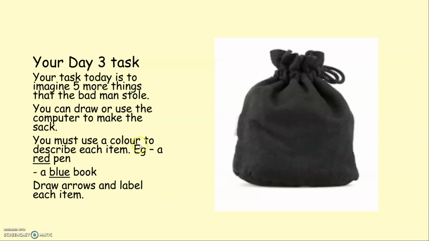You then must use a colour to describe each item. For example, there is a red pen or a blue book. So I want an adjective, a colour adjective before our noun, okay? Then you're going to draw arrows and label them. So I will show you an example so you can see what it looked like.